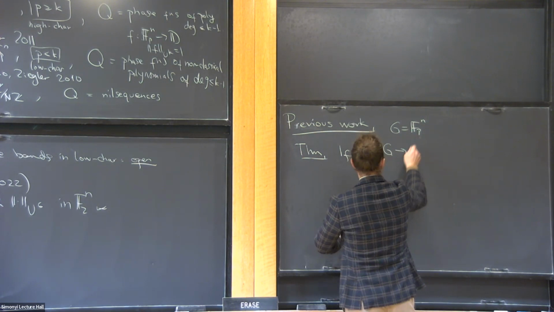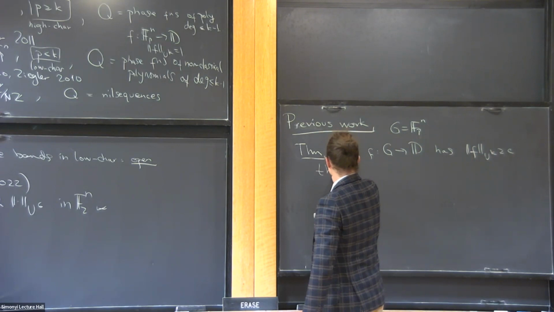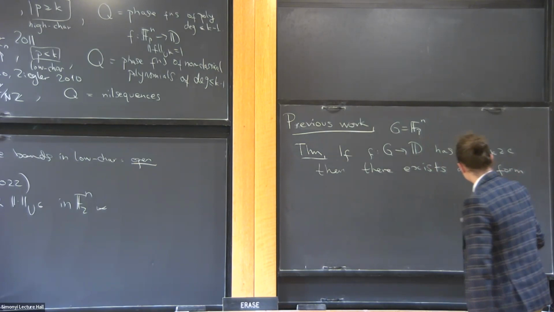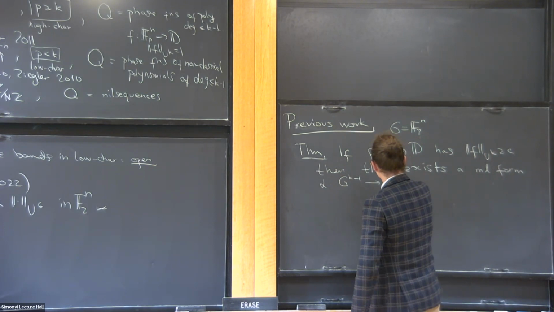If f has large uniform norm for k, then there exists a multilinear form alpha from G^(k-1) to F_p. So it has k minus 1 variables, and being to F_p means that its image is just the field, and we are linear in each of the variables.